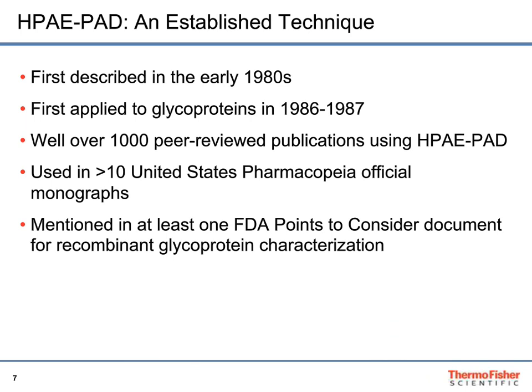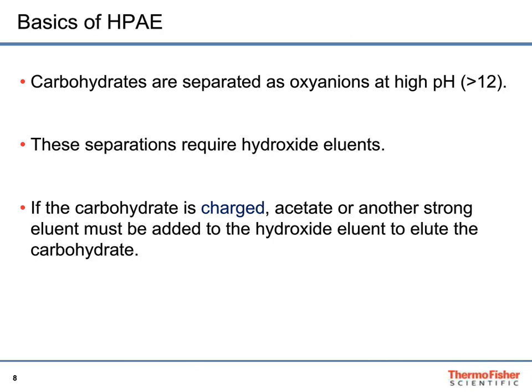Now, let's get down to the basics of what HPAE-PAD is, and we'll first start with the high-performance anion exchange chromatography portion. Now, carbohydrates, we usually think of them as neutral molecules, molecules that don't have a charge at neutral pH, so we don't think about separating them with anion-exchange chromatography. But carbohydrates can become oxyanions at high pH, so pH greater than 12, because their acidities, their pKa's, are in the 12 to 13 range.